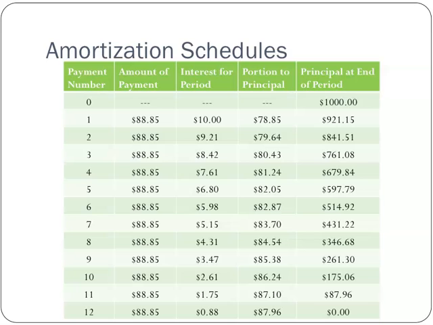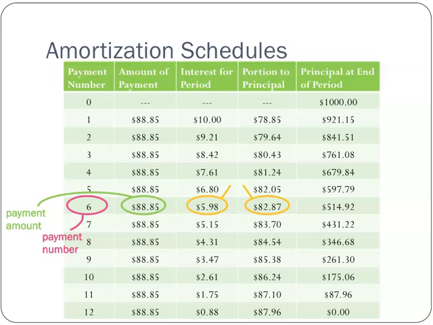So let's look at a specific row. In this row, you're told the payment number. Here you have the actual payment amount, and of course we said these are equal payments, but the way this equal payment is broken down is going to be different, breaking the payment into the amount that's principal and the amount that's interest. And then over here on the far right, we have the principal at the end of the period. So after you've made that payment, how much of the principal is still left.